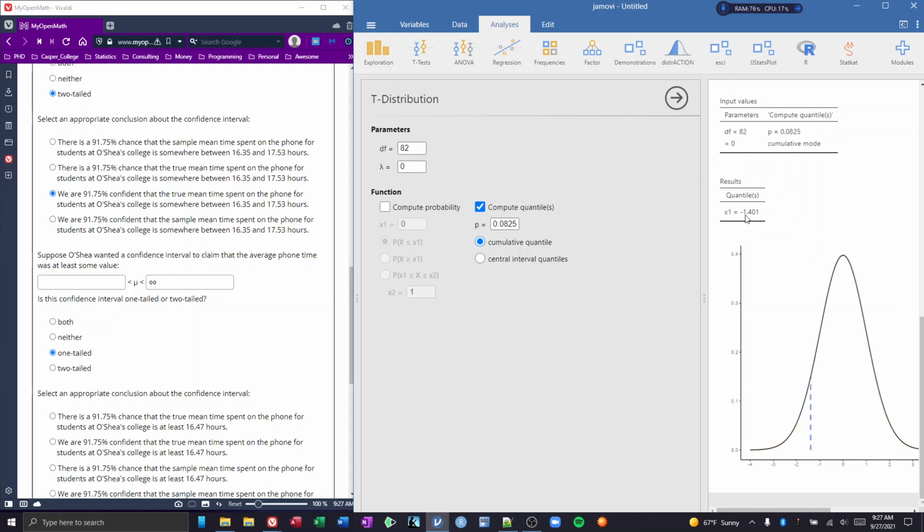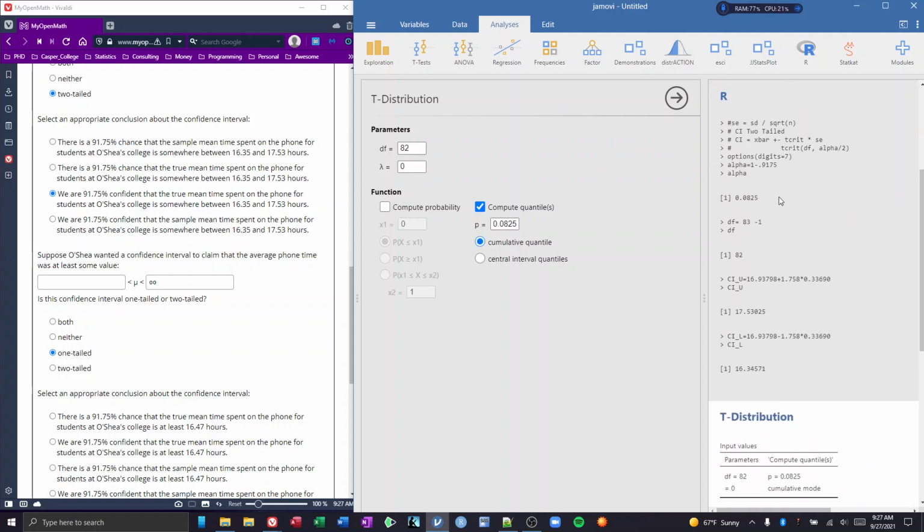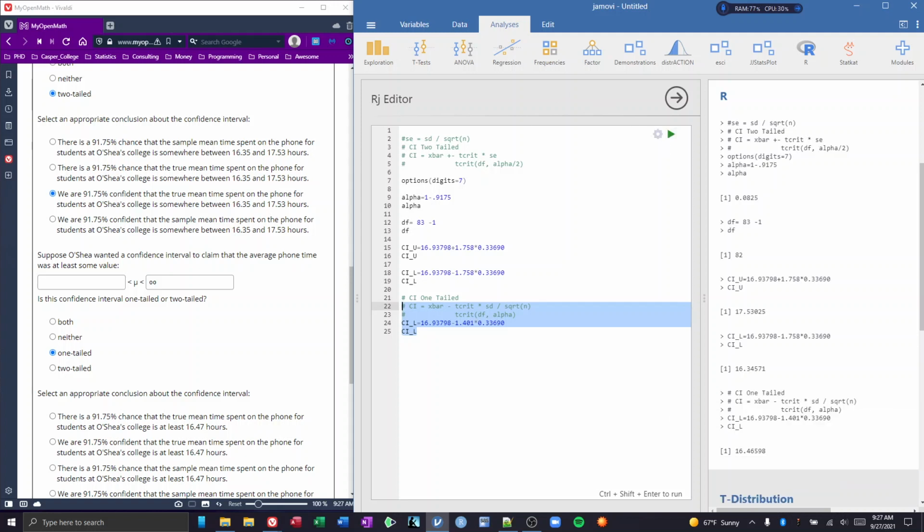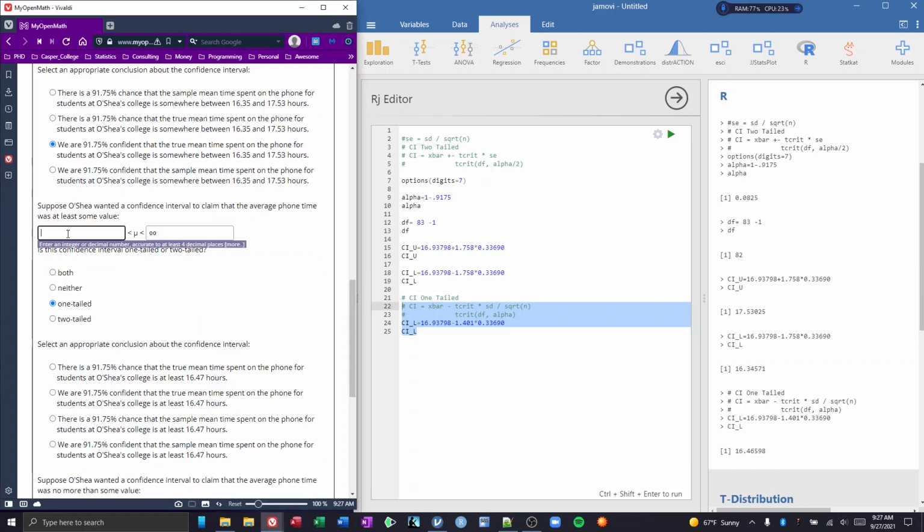And just put this back to 0.825. We have this negative sign because we're to the left. We're making it from a specific value and everything above. Go back up here to our calculation. And we have our mean minus this t critical times the standard error. And here, if we do the confidence interval lower again, we rerun this, it's going to give us 16.46598.